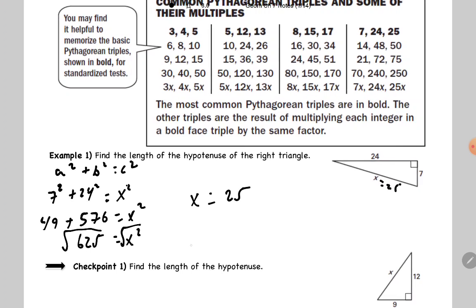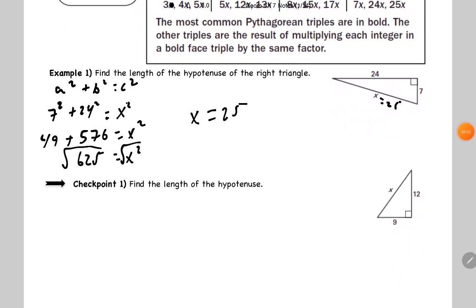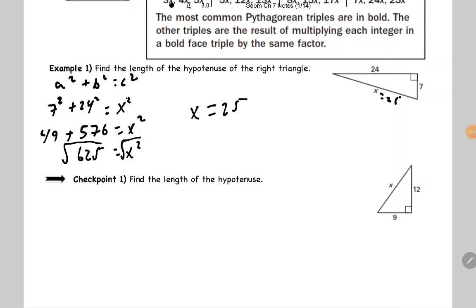So some of you might be wondering, well, I square rooted both sides. Shouldn't this be plus or minus 25? No, because when we're talking about lengths, we do not use negative lengths. We use positive lengths. There's no such thing as negative 25 meters when you're talking about length. Something is negative 25 meters long? It's like, no, that doesn't work.